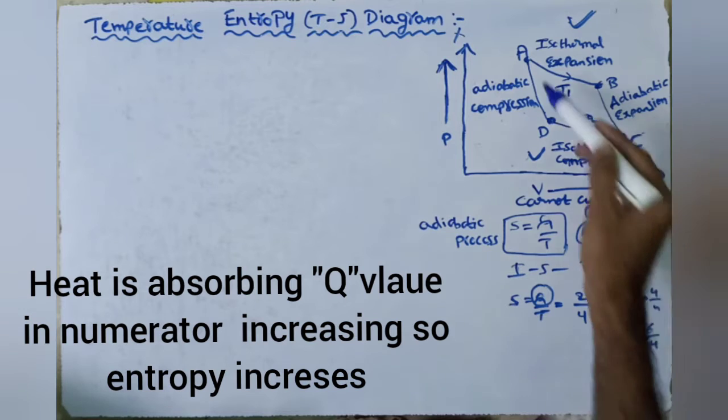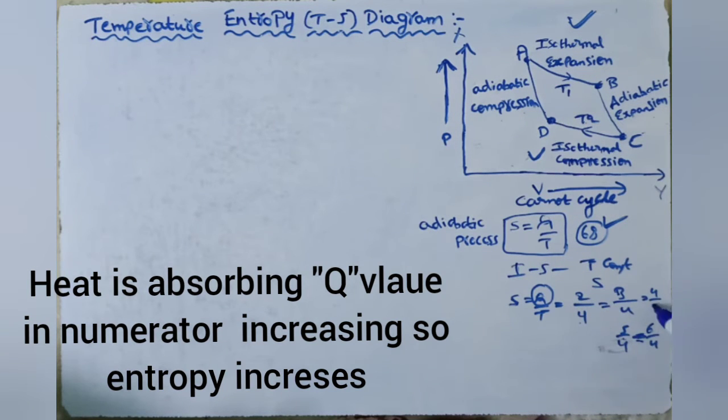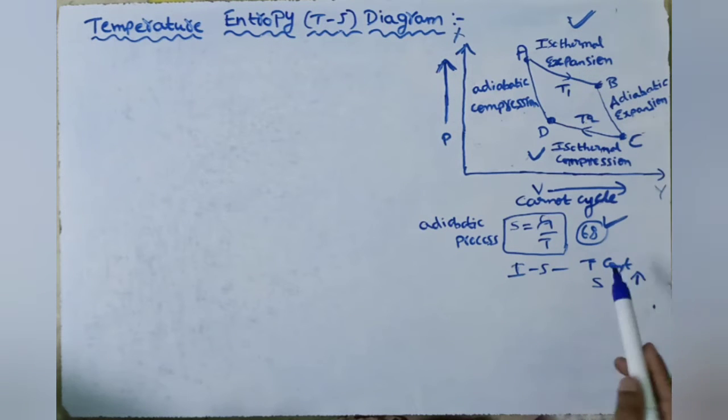As we move like this throughout the process, temperature is constant, the same 4, 4, 4. The temperature term is 4. Here the value was 1, here the value is more than 1, and here also more than 1. So the entropy is increasing. In isothermal expansion, temperature is constant and entropy is increasing.